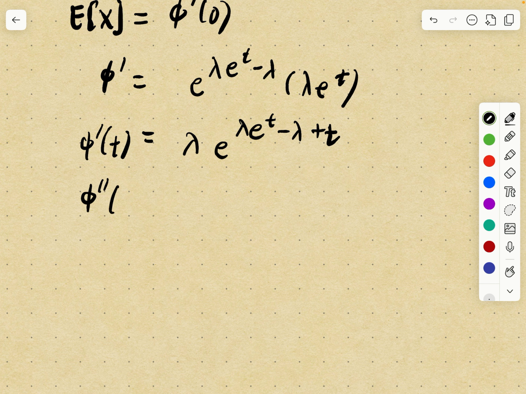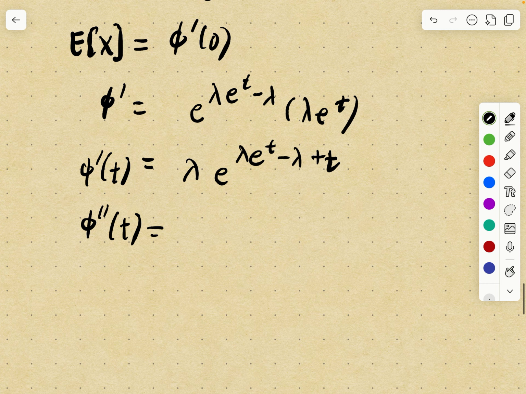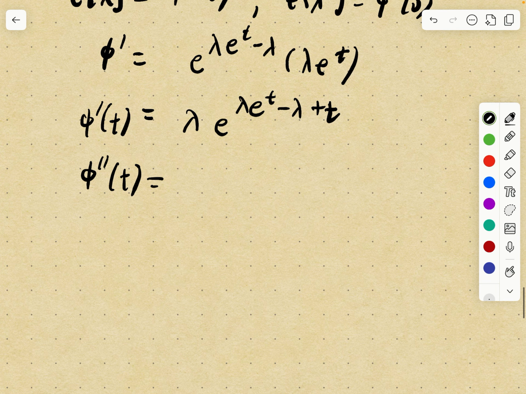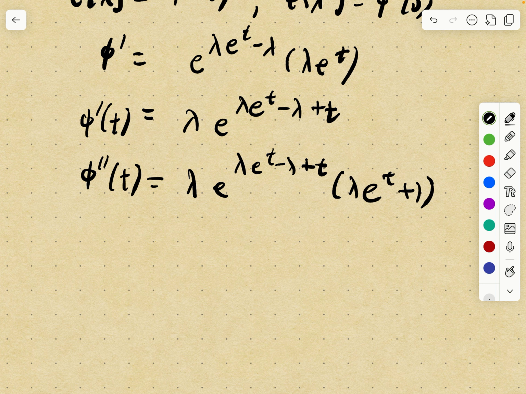And now we take the second derivative to calculate, say, the expectation of X squared. Let's just do one more. So what's the derivative of this? You're going to get lambda e to the top, and then times the derivative of the top. So that's going to be lambda e to the lambda e to the t minus lambda plus t, times lambda e to the t plus 1.